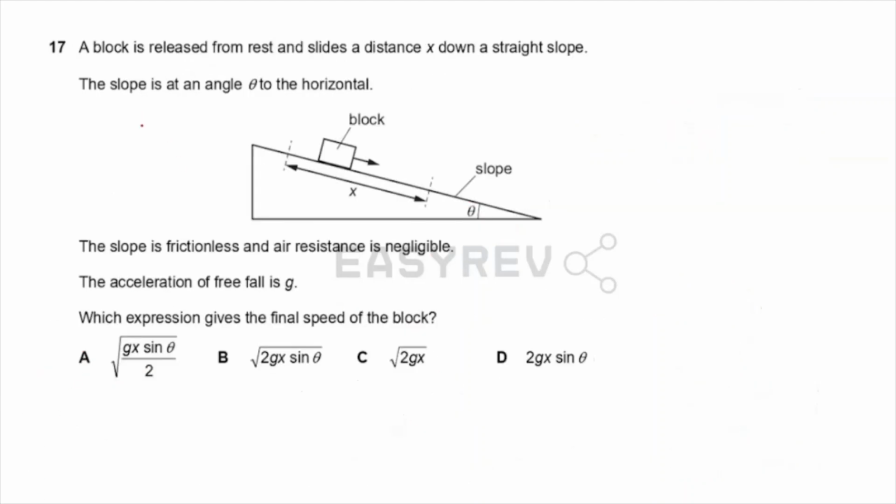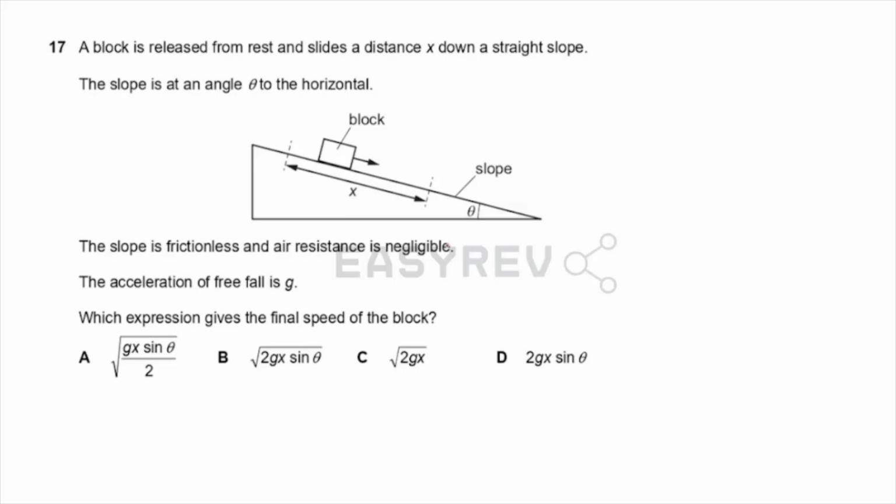Now question 17 states, a block is released from rest and slides a distance x down a straight slope. The slope is at an angle theta to the horizontal. The slope is frictionless and air resistance is negligible. The acceleration of free fall is g. Which expression gives the final speed of the block?